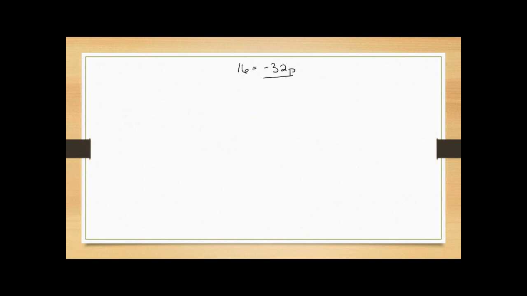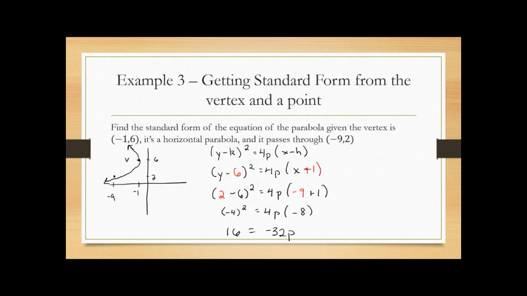And I need to solve for p, so I'm going to divide both sides by -32. So 16 divided by -32 is 0.5, so we can use 1/2. This is going to give us -1/2 equals p. So now that I have p, I have to plug it back into the equation that I had with the x and the y, so I can simplify.